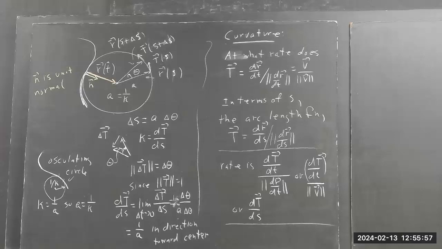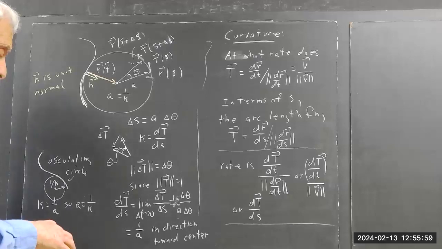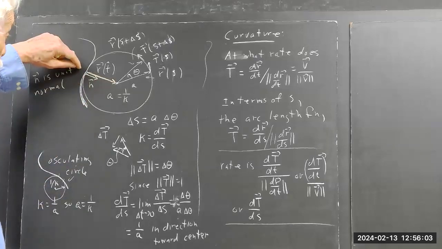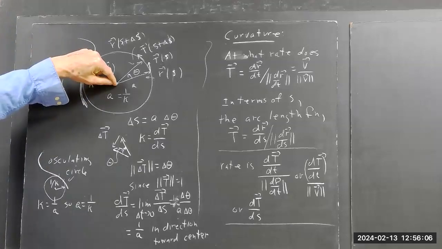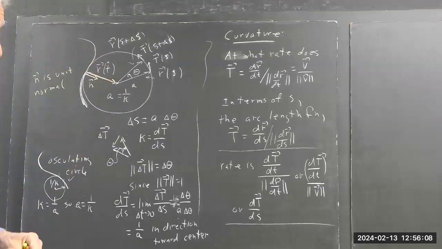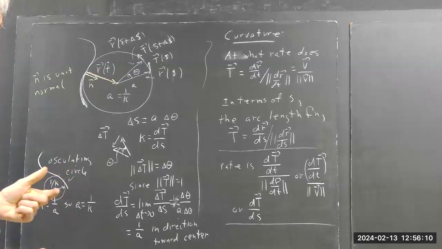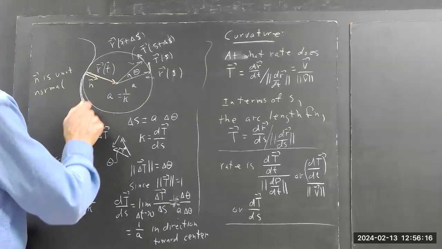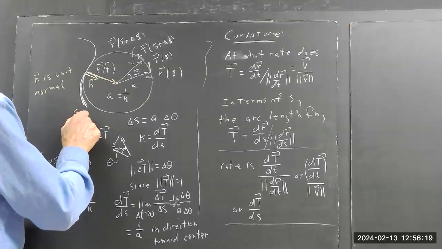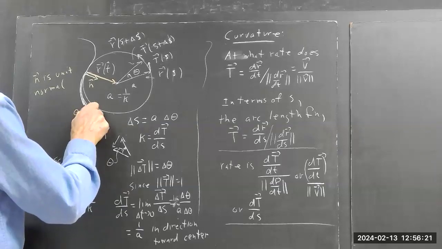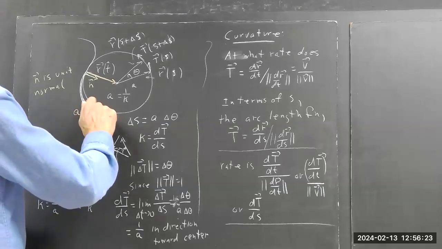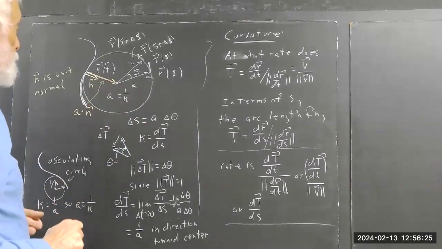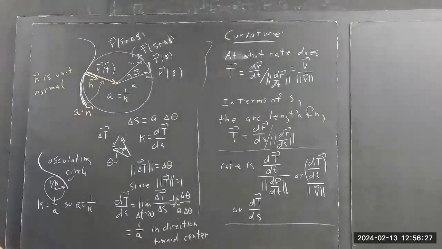Okay, I think we finally got to the idea. Somebody suggested something about a. Yes, that would be the magnitude of this vector, because it does go from here to here. Okay, what is the vector? Is a the vector? Oh, the vector is just a times N.